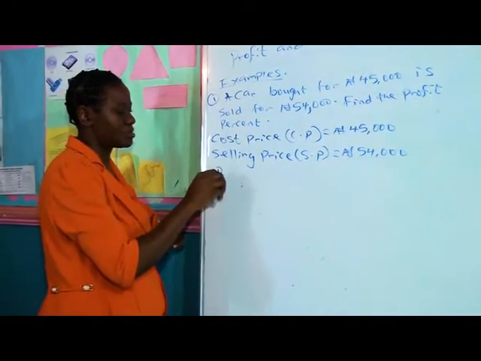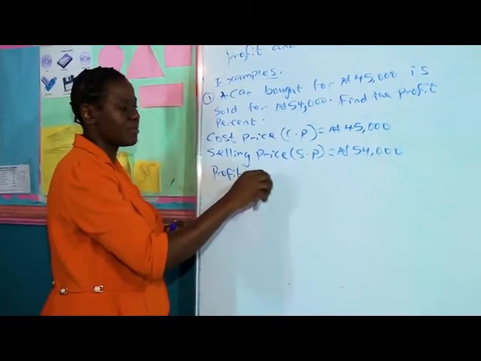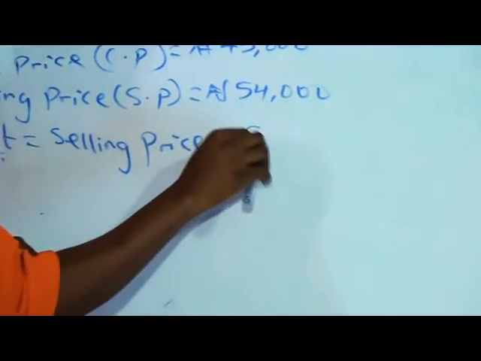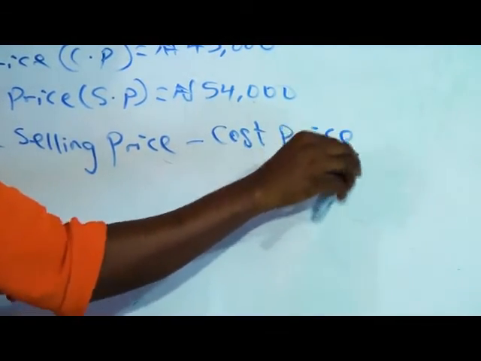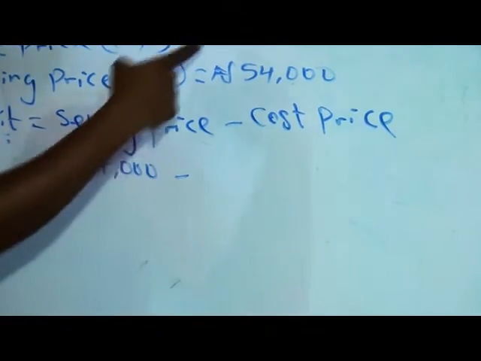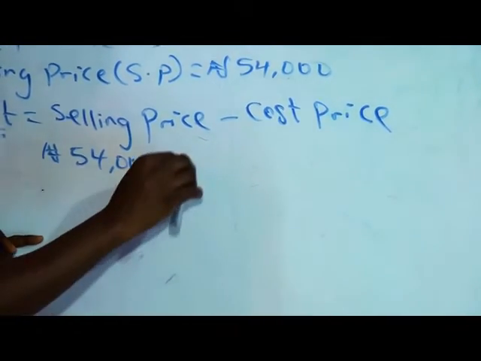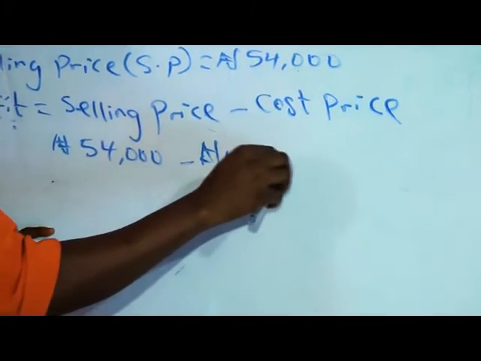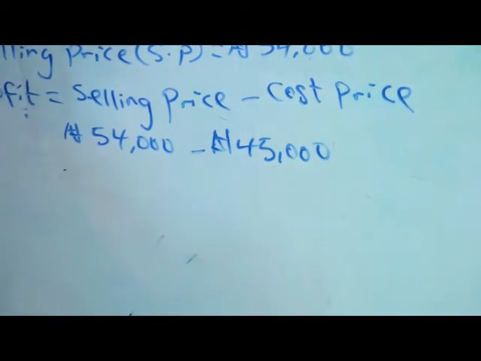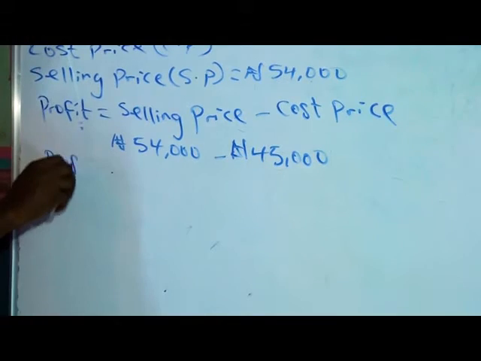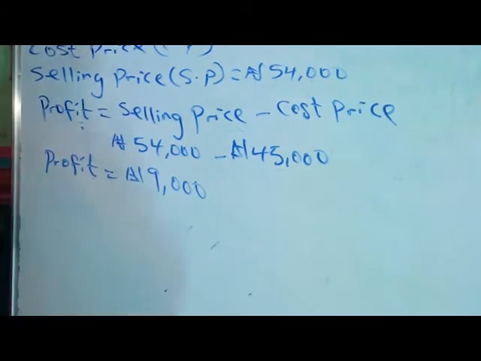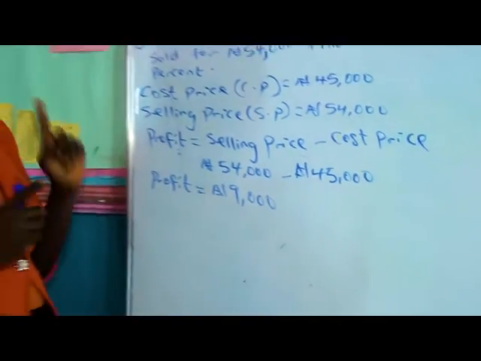So the profit is selling price minus the cost price. The selling price here is 54,000 naira minus the cost price, 45,000 naira. 54,000 naira minus 45,000 naira gives us 9,000 naira. So the profit is 9,000 naira. Now we are looking for the profit percent.